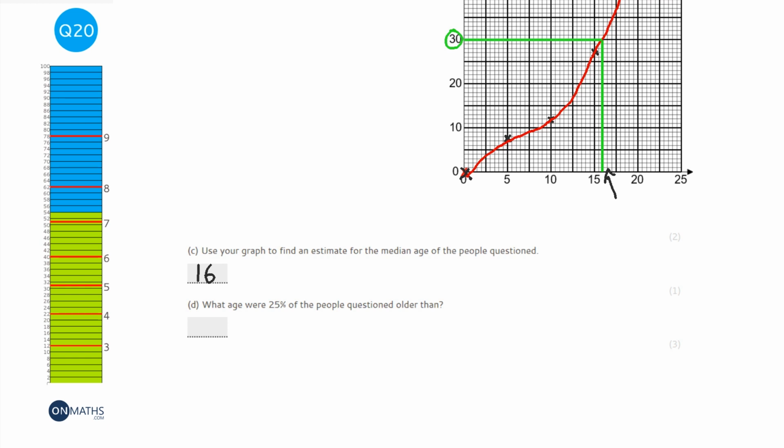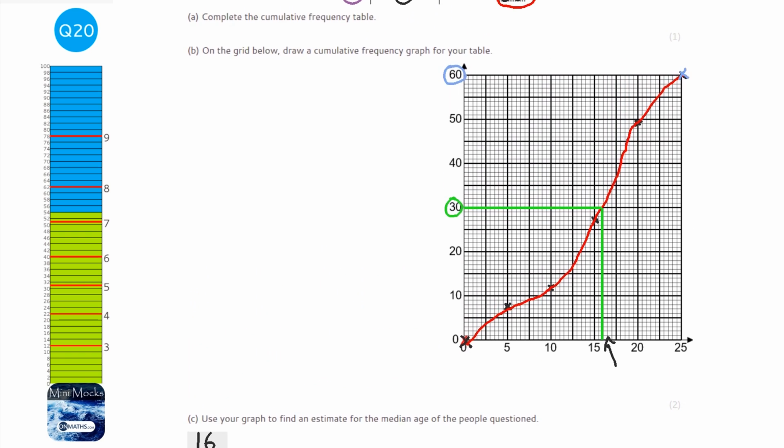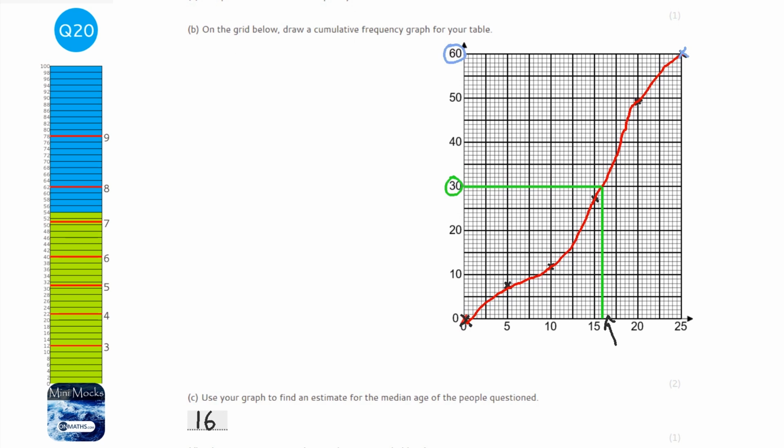Okay, last question says, what age were 25% of the people questioned older than? And that's important. Where were 25% of the people older than? Now this is actually asking us what the upper quartile is. So we need to work out the upper quartile, and an easy way of doing that is you work out the lower quartile, work out which number you have to go across from. You do that by halving the number used for the median, so it'd be 15.